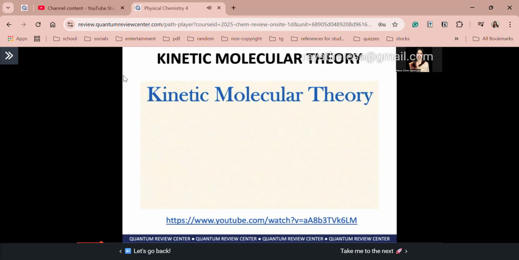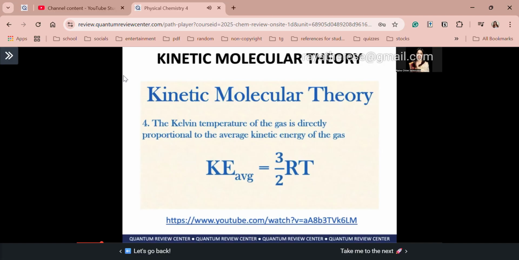And finally, the Kelvin temperature of the gas is directly proportional to the average kinetic energy of the gas. This gives us the meaning of temperature. Thermodynamically speaking, the average kinetic energy is equal to 3/2 RT. Recall, the ideal gas law applies to all gases behaving ideally. Similarly, notice how the average kinetic energy of a gas applies to all gases behaving ideally. Kinetic energy is only dependent on the temperature of the gas. In our next video, let's discuss how we arrive at this equation.